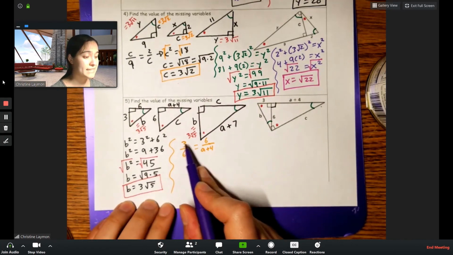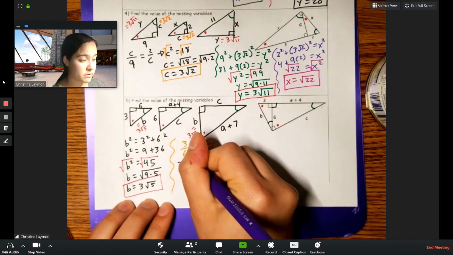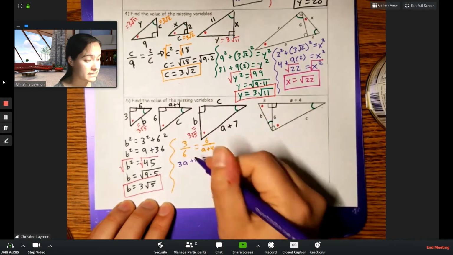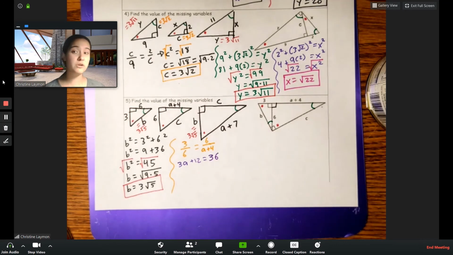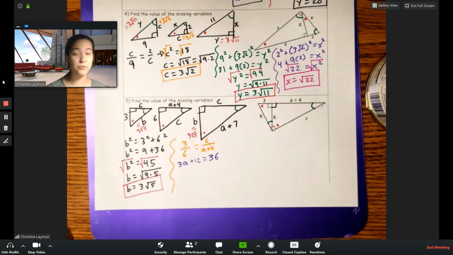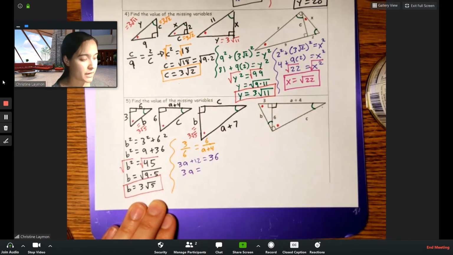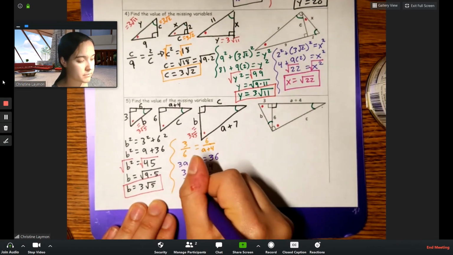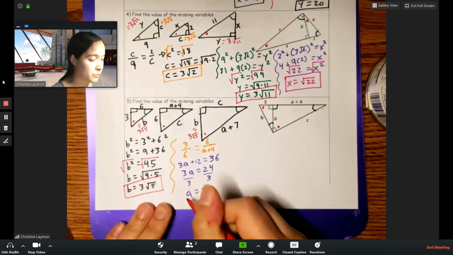So I'm going to do 3 times a to get 3a, 3 times 4 to get me 12, equals 6 times 6, 36. Now again, the one thing to be super careful of, when you're cross multiplying, that 3 goes to the a and to the 4. That's why I got 3a plus 12. From there, simplify the linear equation. Subtract 12 from both sides. We get 3a equals 24. Divide both sides by 3. A equals 8. I'm going to go ahead and block that one off.